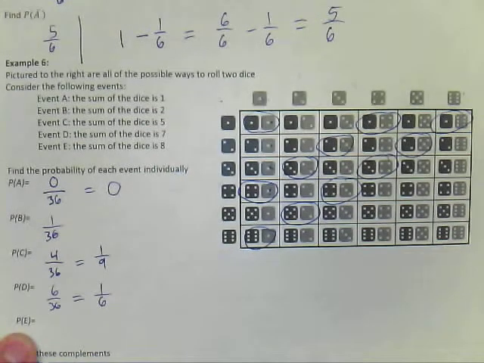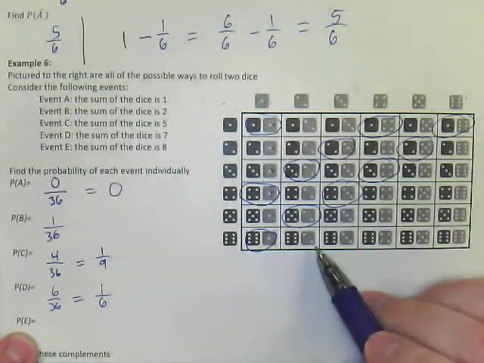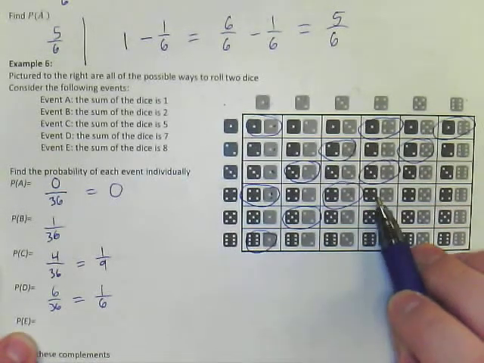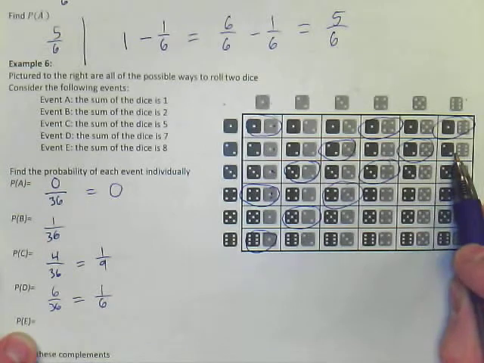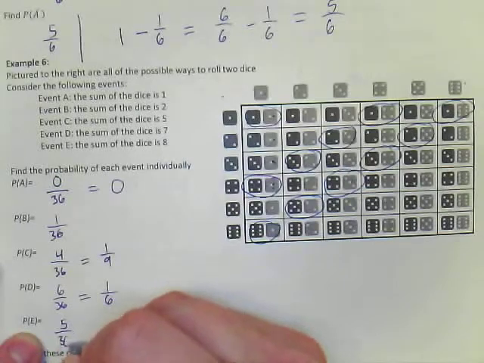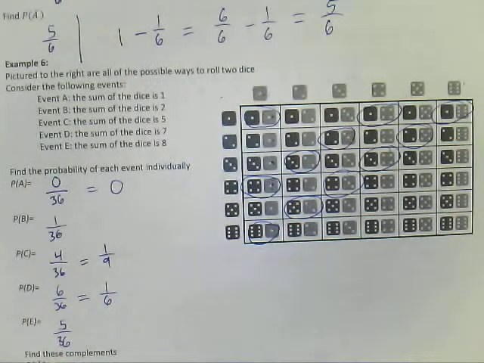Event E is getting a sum of 8, so you could have 6 and 2, you could have 5 and 3, 4 and 4, 3 and 5, 2 and 6. So there's 1, 2, 3, 4, 5 ways to get an 8. So that's a probability of 5 out of 36. Well, that one can't be reduced.